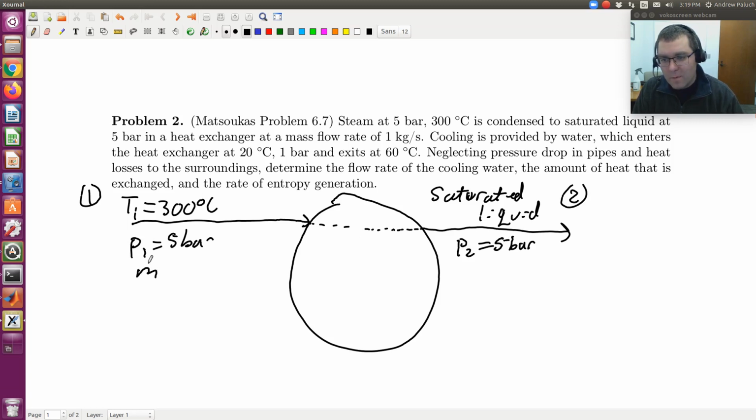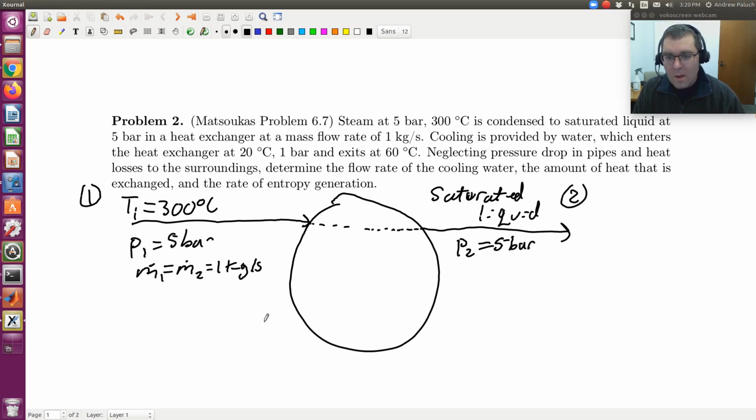Mass flow rate, m dot. We could call this m1, but I'm going to assume steady state, so m dot 1 is equal to m dot 2, and that's going to be 1 kilogram per second.